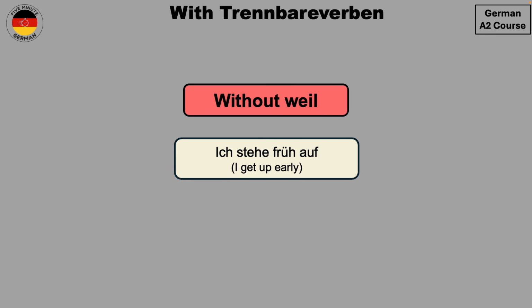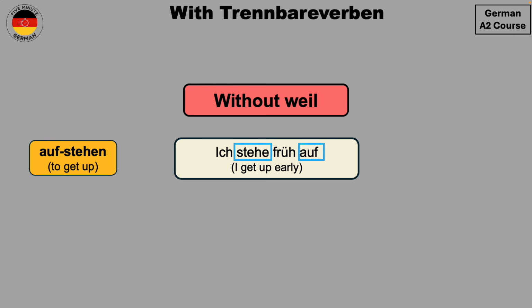Now what about Trennbare Verben or separable verbs? So let's understand this with an example. We have the sentence Ich stehe früh auf. I get up early. And we have used the separable verb, which is aufstehen, which means to get up. And we have the verb stem at second position and the prefix at the end, as it is for separable verbs.